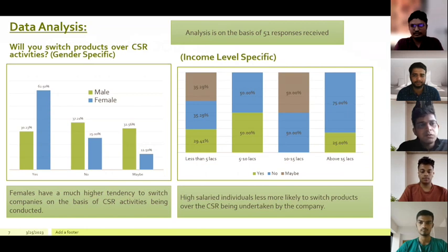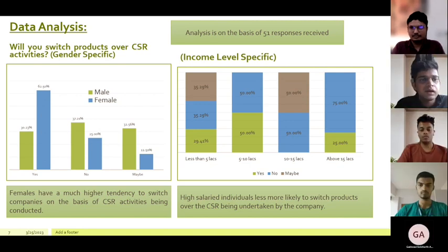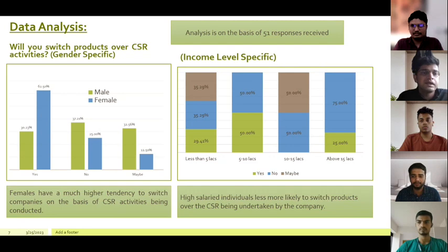So one of the first questions that we wanted an answer for was, will the respondent switch products over CSR activities being undertaken by the organization? Around 62.5% of females stated that yes, they will switch their products over CSR activities being undertaken by the company, whereas around half of that, 30.23% of males, stated that they would be in a position to switch products over CSR activities. Hence, we can infer that females have a much higher tendency to switch companies on the basis of CSR activities as compared to males.